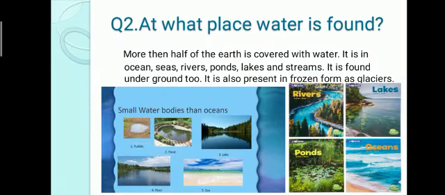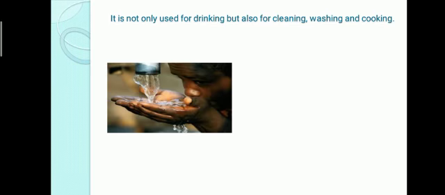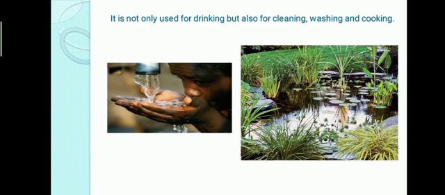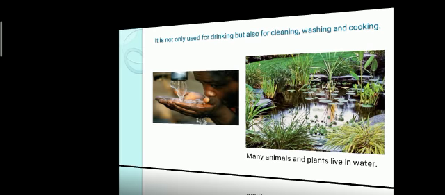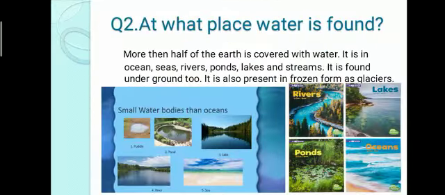Now it's time for the last extensive question: at what places is water found? So more than half of the earth is covered with water, and it is the oceans, seas, rivers, lakes, ponds, and streams. It is found underground too. So how do we get the underground water? We get underground water through the motors, and through the turbines, and through the wells. Okay, it is also present in the frozen form like glaciers and like icebergs.